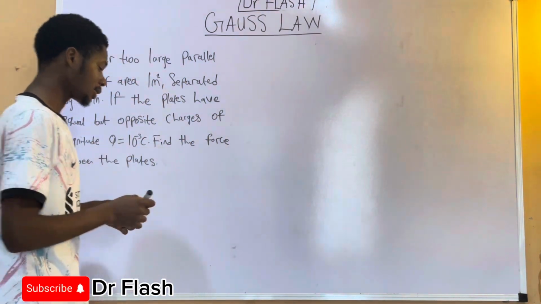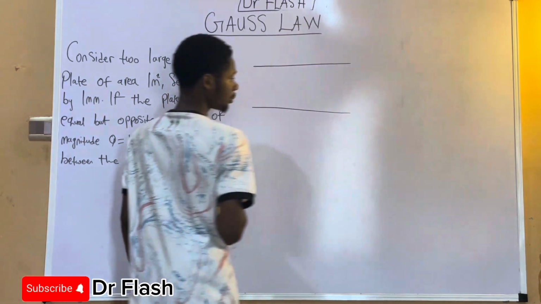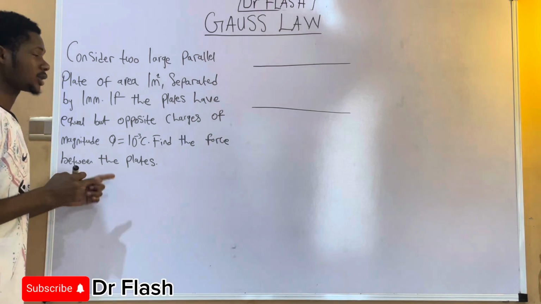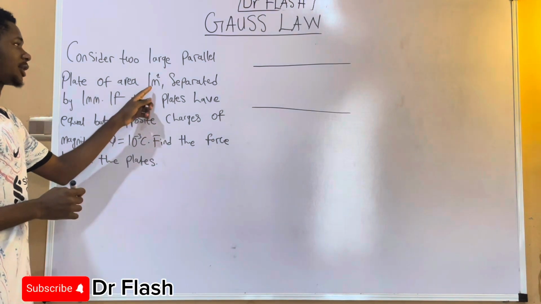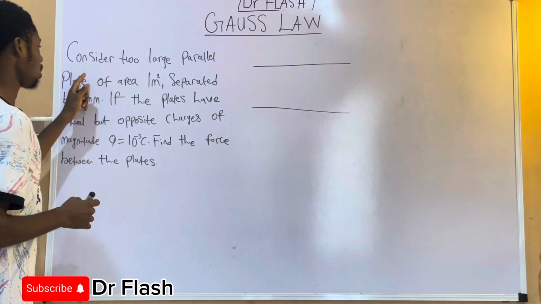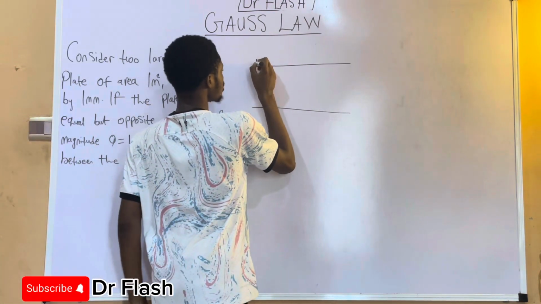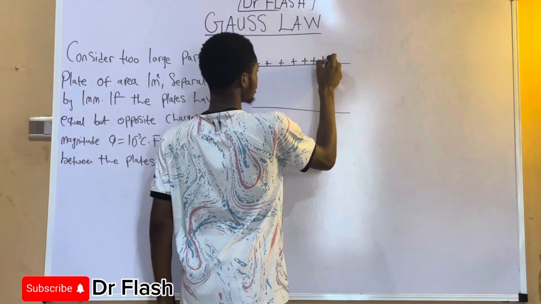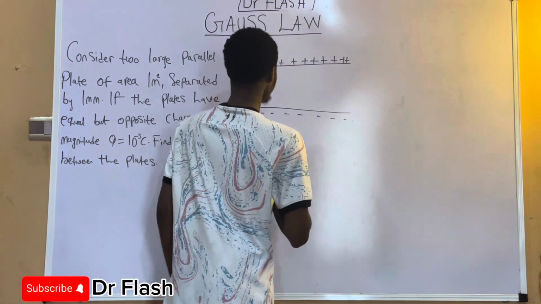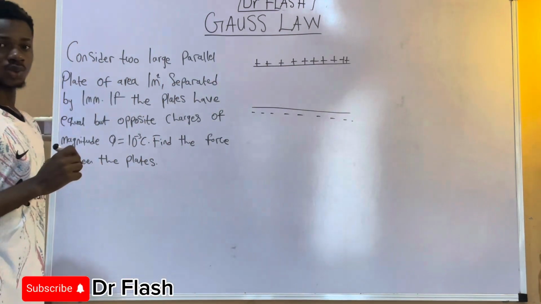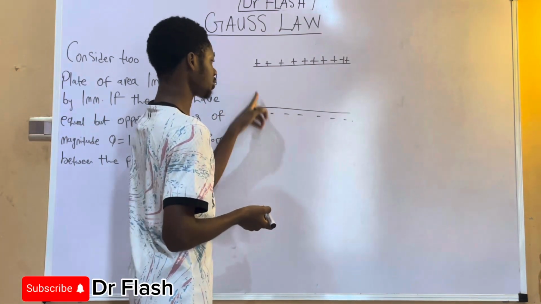So for a problem like this, I would like us to draw what we're having. The question talked about two parallel plates. They are not just two parallel plates situated at a distance of 1 millimeter apart, but they have an area of 1 meter squared each, and the plates have opposite charges but the same magnitude. So let's say this one is for the positive charges, this one is going to be for negative charges, and they're asking us to find the force between the plates. Now we do know that the flux is going to move from positive to negative.